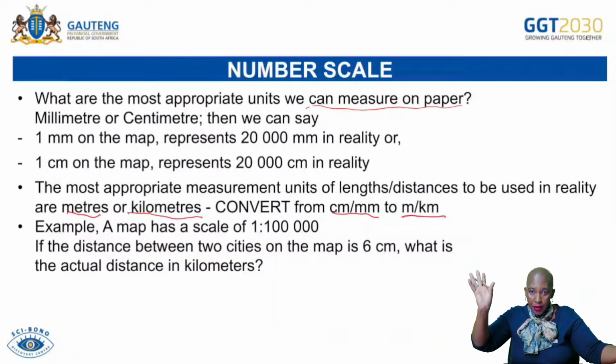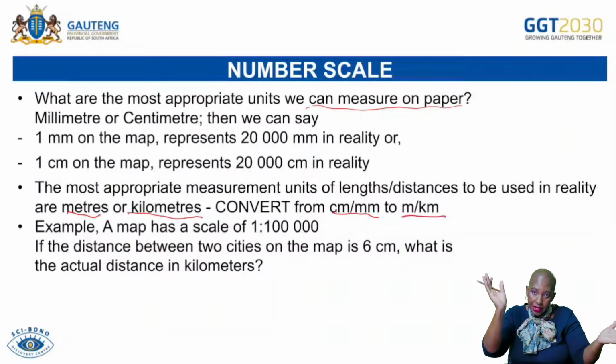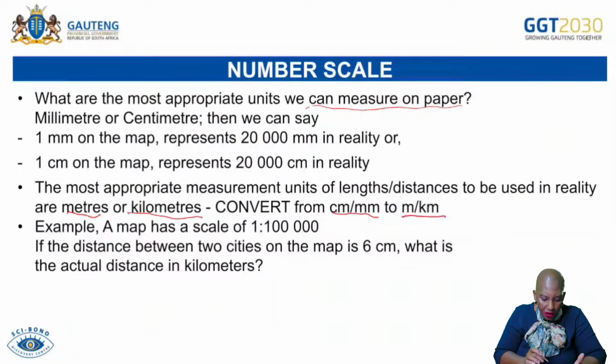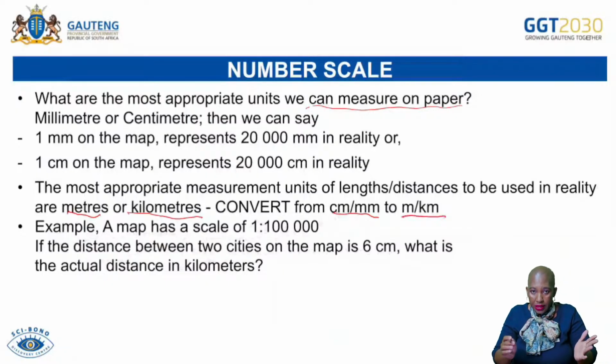We make them bigger. On the map they're small, but in reality we enlarge them. So then the example, the actual example: a map has a scale of 1:100,000. If the distance between two cities on the map is 6 centimeters, what is the actual distance in kilometers?